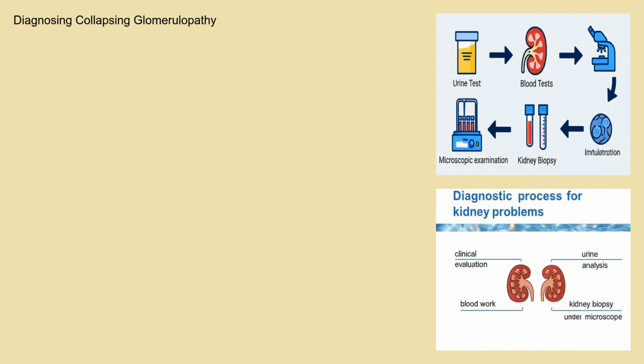Diagnosing collapsing glomerulopathy typically involves a combination of clinical evaluation and laboratory testing. A urine test to check for proteinuria is a key initial step. Blood tests will be performed to assess kidney function, measuring creatinine and blood urea nitrogen, or BUN, levels. However, the definitive diagnosis requires a kidney biopsy. A kidney biopsy involves taking a small sample of kidney tissue, which is then examined under a microscope. The characteristic collapsing glomeruli are then clearly visible to confirm the diagnosis.